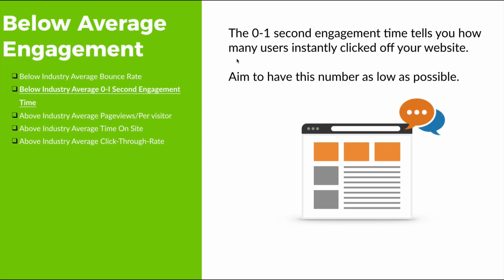The next thing I like to check is going to be the 0 to 1 second engagement time. This is essentially how many people spend less than 1 second on your website. So you want to aim to have this number as low as possible, and usually I'll say just be below average. Make sure you're beating your competitors in this. This is exactly like the bounce rate, where this just means that people landed on your website, they spent less than 1 second, then they left, right? So you want to avoid that, make that as low as possible.